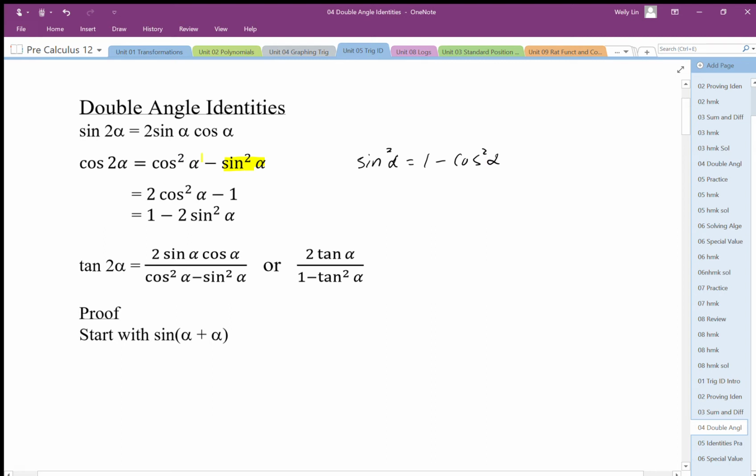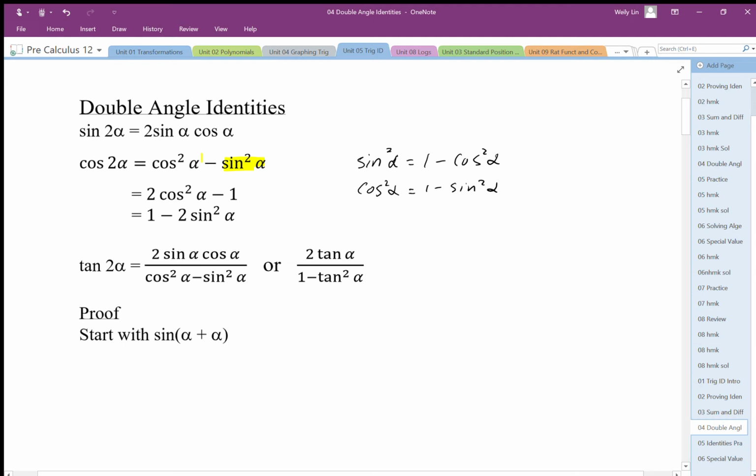And the same thing can be applied with this identity here. If we replace the cosine squared alpha with the equivalent Pythagorean identity, 1 minus sine squared alpha, we get, there's our 1, minus 2 sine squared alpha. Okay, so there it is.